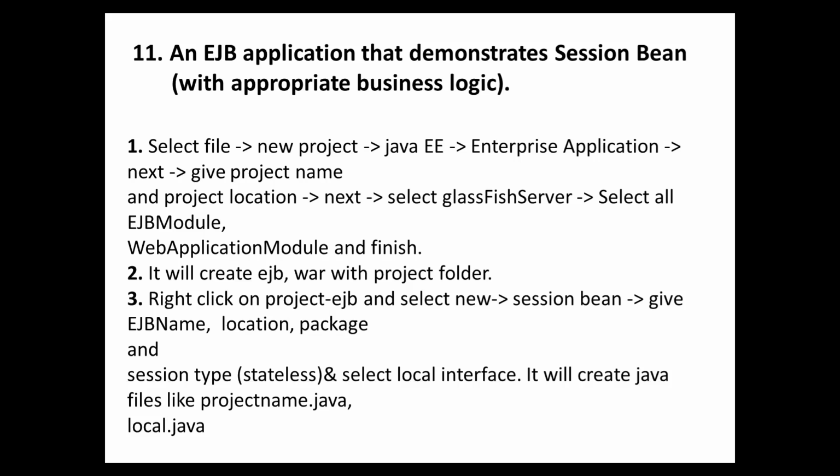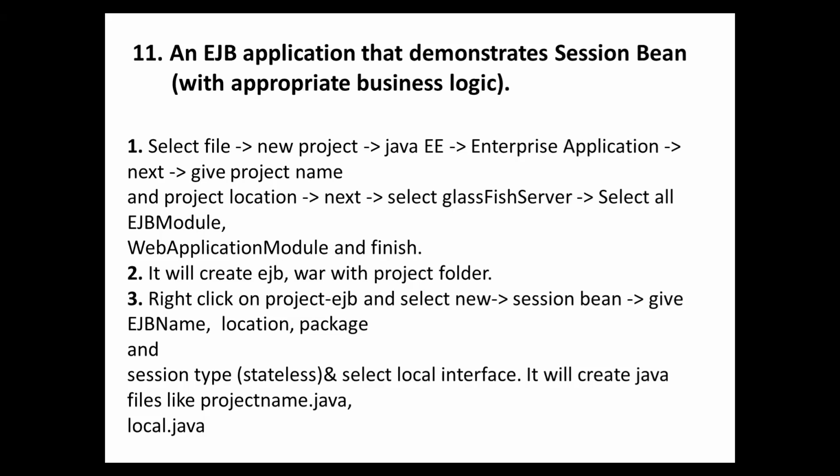In the second step, we will create the EJB and the WAR file within the project folder. Once we have created the EJB and the WAR file project, then you can right click on the EJB project and select New, and under it, the session bean. So this is very important. The third step is very important because we have to select which type of bean we are going to use.